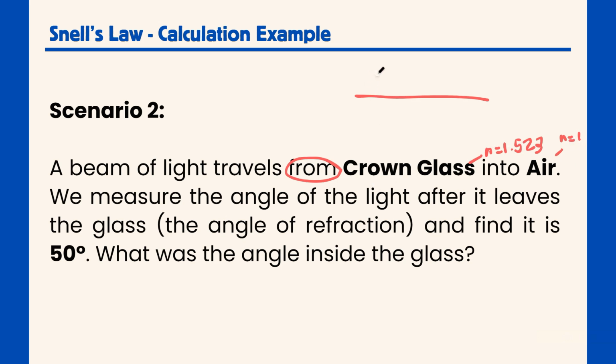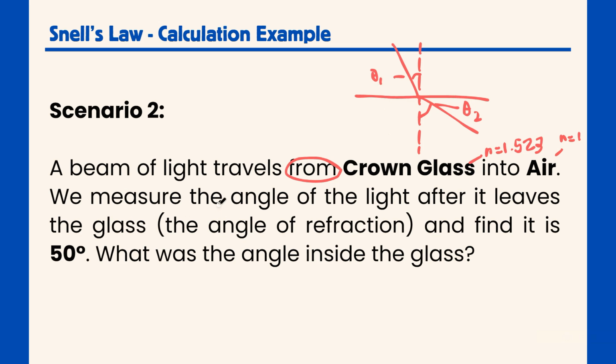So, gikan siya sa crown glass. Butang na sa tanig normal line. Gikan man siya sa mas dako nga index of refraction, padung siya sa gamay nga index of refraction. So meaning, ang ato angle of refraction here should be greater than the angle of incidence. That's our expected value.